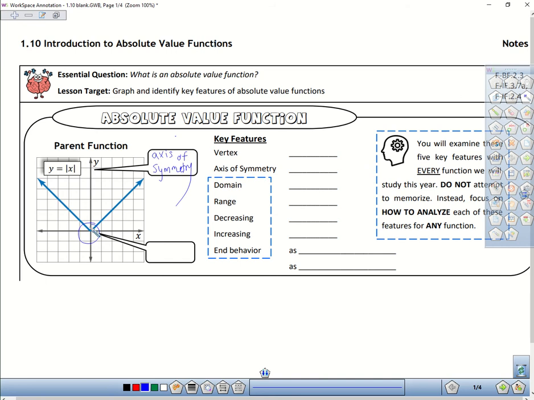And anybody know what we call this point right here on the graph? What is it called? It's called the vertex. So the vertex on an absolute value function is known as h comma k. Okay, h denotes the x coordinate and k denotes the y coordinate. And the axis of symmetry is always the equation of the line called x equals h. So it's always x equals whatever that number is.